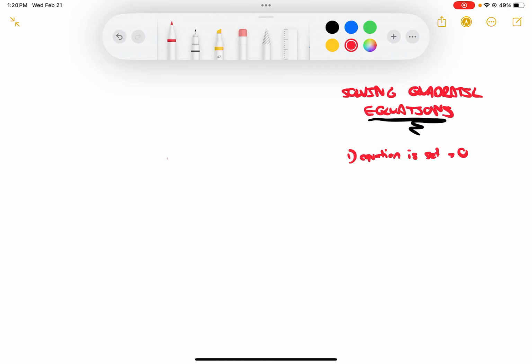If the equation is not set equal to 0, then we're not allowed to use really any of the major strategies that we have available to us, right? So first things first, make sure the equation is set equal to 0. Then from here, the pattern is pretty straightforward. Step two, if we can factor, we will factor.